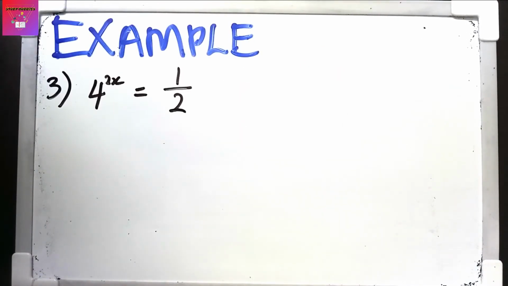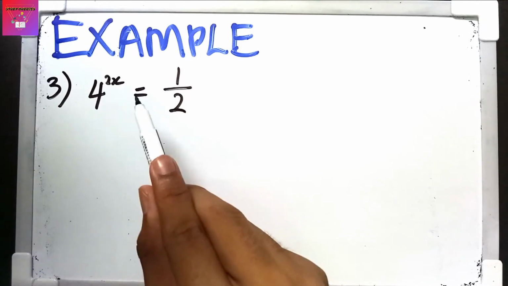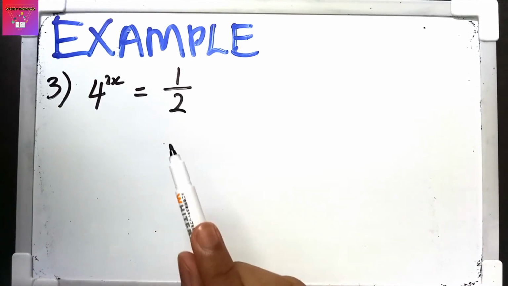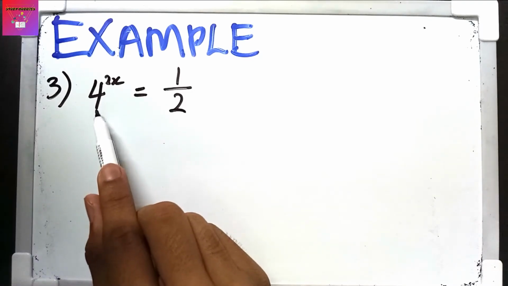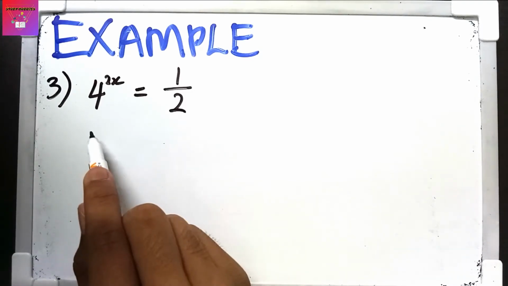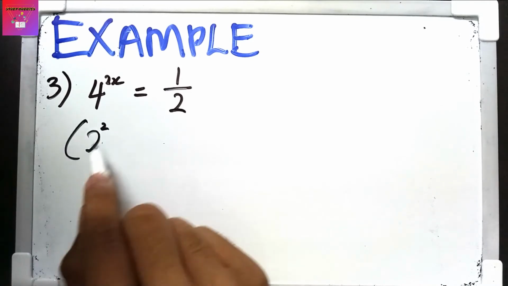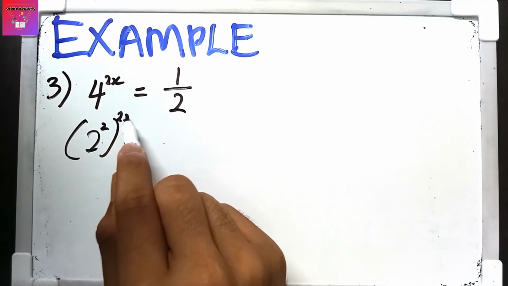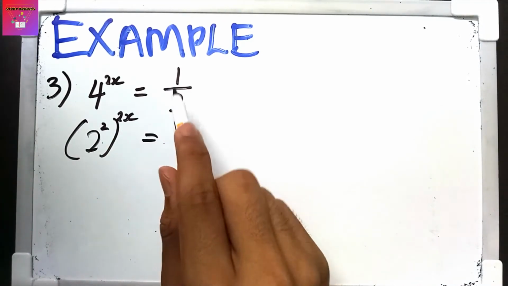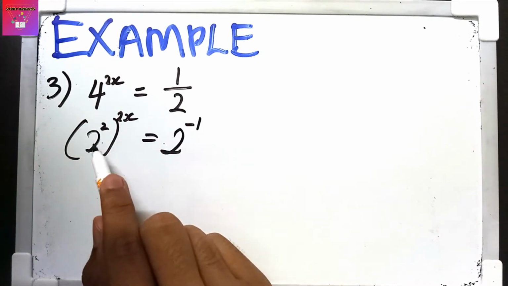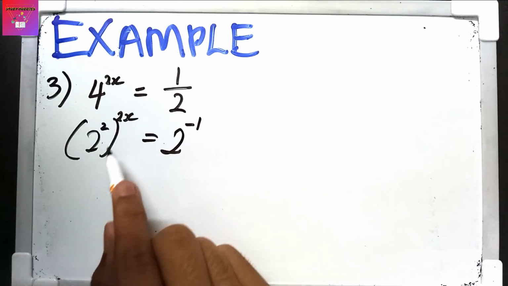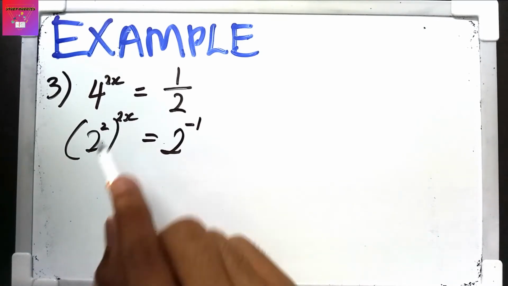In this example, we are going to look at 4 power 2x equals 1 over 2. The trick here is you have to change everything into the same base. 4 is actually 2 square, so you can change it to 2 square to the power of 2x equals 1 over 2. You can make it 2 power negative 1, as I mentioned before. So if you see something like this, it's immediately 2 times 2x.